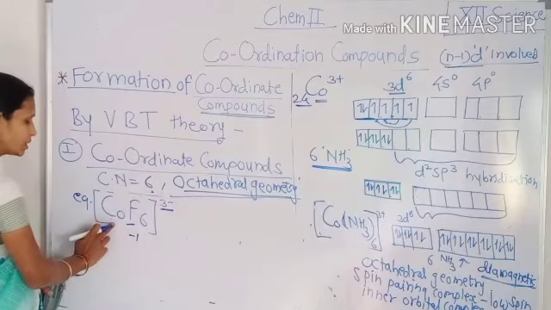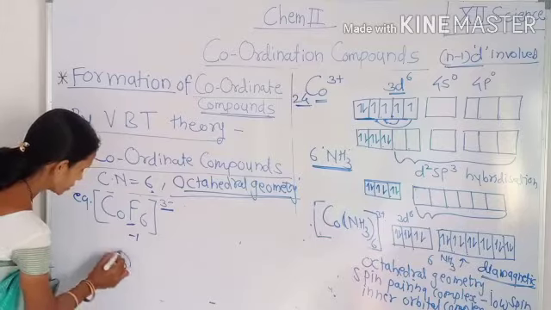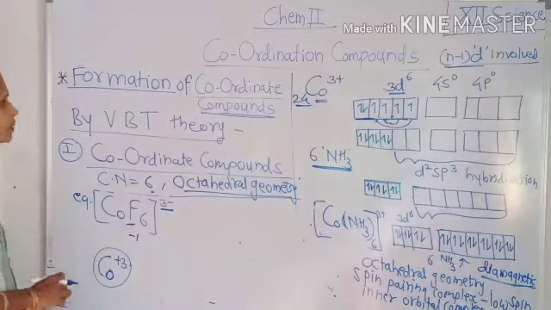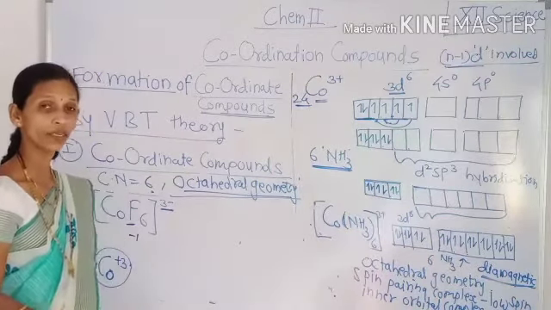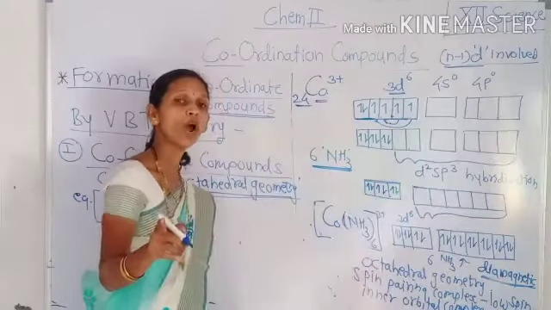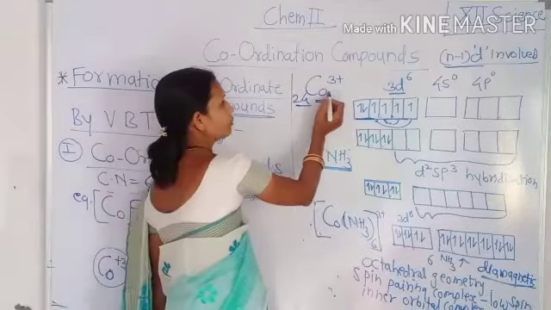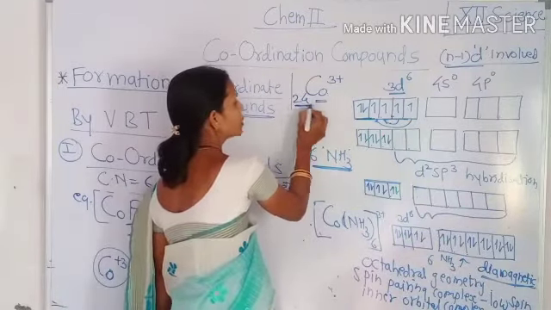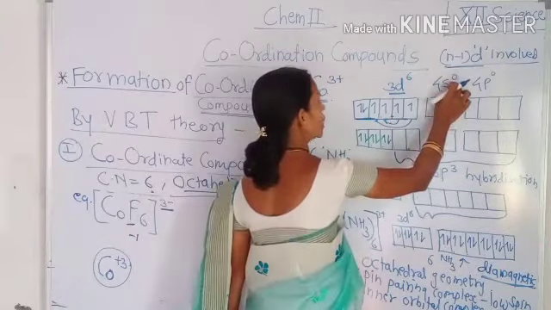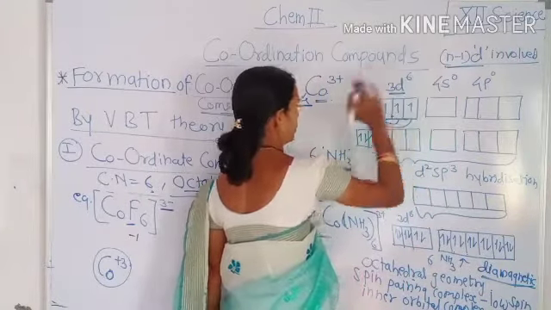Therefore, in this complex the cobalt 3+ ion is present, and similarly, first of all we have to write the electronic configuration for Co3+. The cobalt atom has atomic number 27, and therefore 24 electrons are present in the Co3+ ion, because it loses 2 electrons from 4s and 1 electron from the 3d orbital.